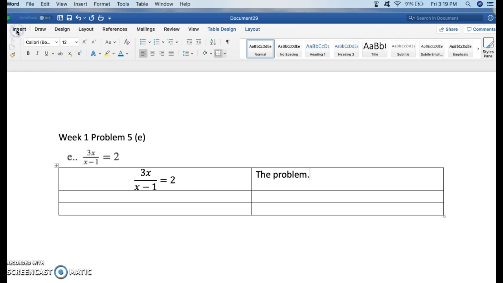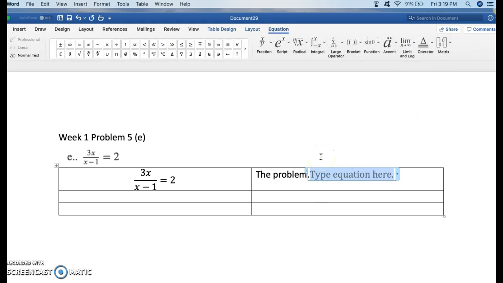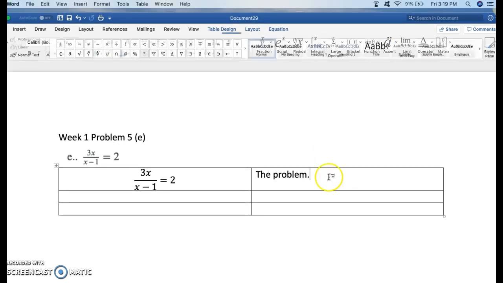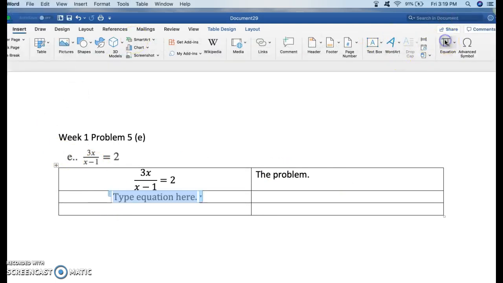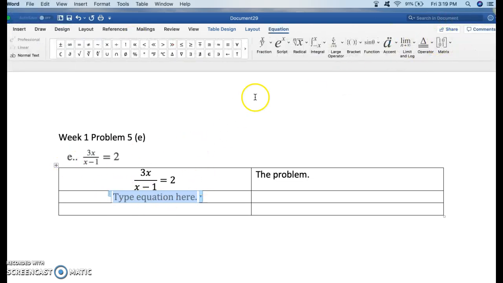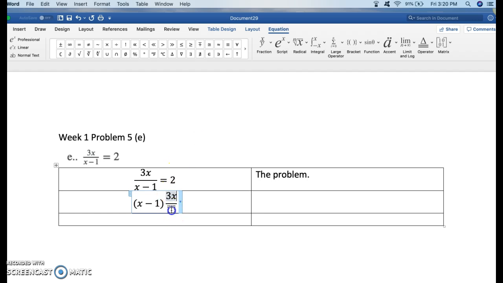So I can go back to Insert, Equation. That's not where I want it though. Insert, Equation. I could have just copied from above, but I want you to see more of the typing. So I'm going to say x minus 1, that's my common denominator. The fraction, pick it back up. This was 3x over x minus 1 is equal to 2 times x minus 1.